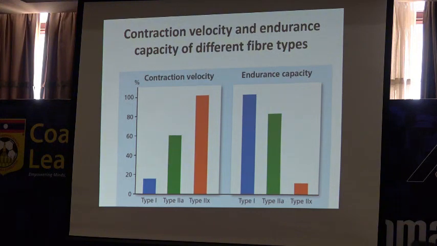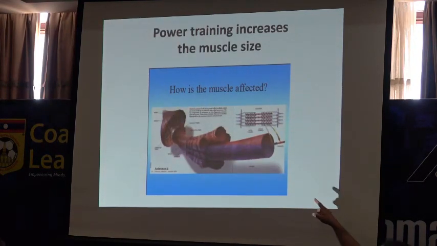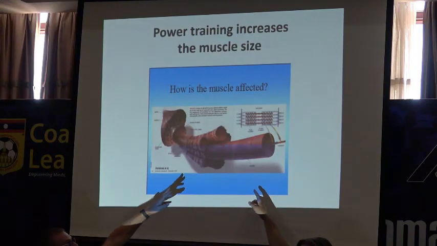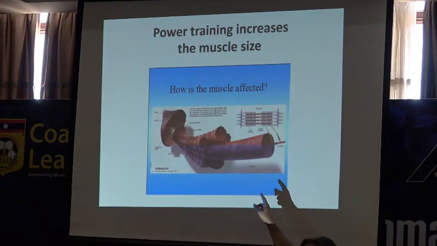This is easy. This is a muscle fiber. Your muscle is composed of many muscle fibers. This is one muscle fiber. Inside we have the actin and the myosin. But we have different types of muscle fibers.